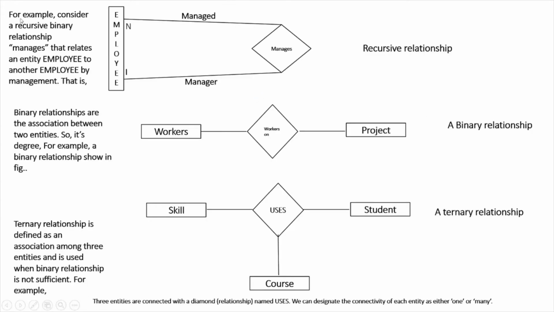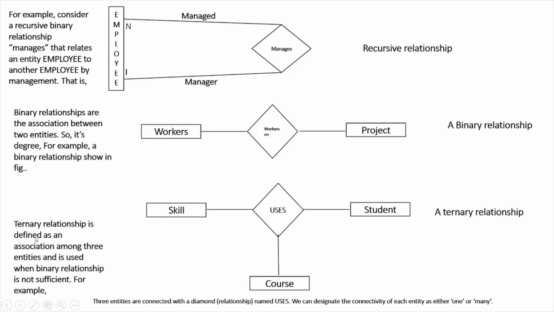Next presentation. For example, consider a recursive binary relationship. Manage relates an employee entity to another employee by management. That is, as you can see in this figure, employee, managed and manager. Recursive relationship. Binary relationships are associations between two entities. So its degree, for example, a binary relationship is shown in the figure. Workers work on a project, a binary relationship.